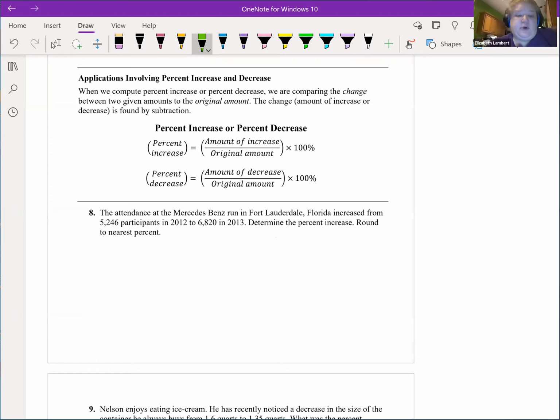So the attendance at the Mercedes-Benz Run in Fort Lauderdale, Florida increased from 5,246 participants in 2012 to 6,820 in 2013. Determine the percent increase, round to the nearest percent. All right, our original amount is the 5,246. So in our percent increase formula, that is the number we want on the bottom, because it's the percent increase from the first amount to the second amount.